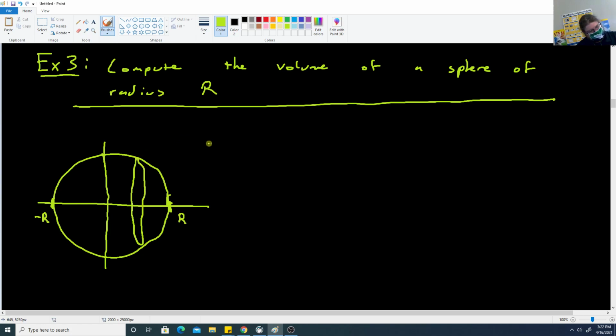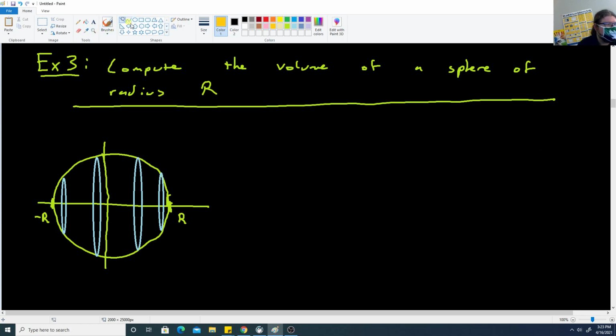Let me try to draw this a little better. That looks horrible. Let me use the little circle tool. So the cross-sectional areas of this shape here, these will be circles, so we can see the circles will get bigger as you approach the middle, and then as you approach the edges here, the circles shrink back down. So to get the area of the circle, we're going to need to know the radius of the circle.